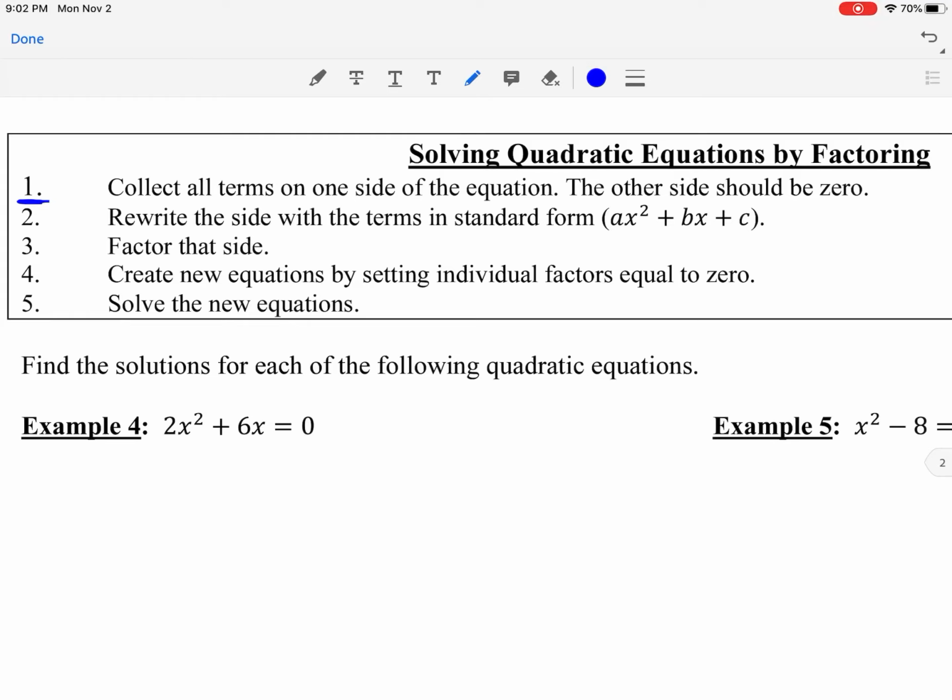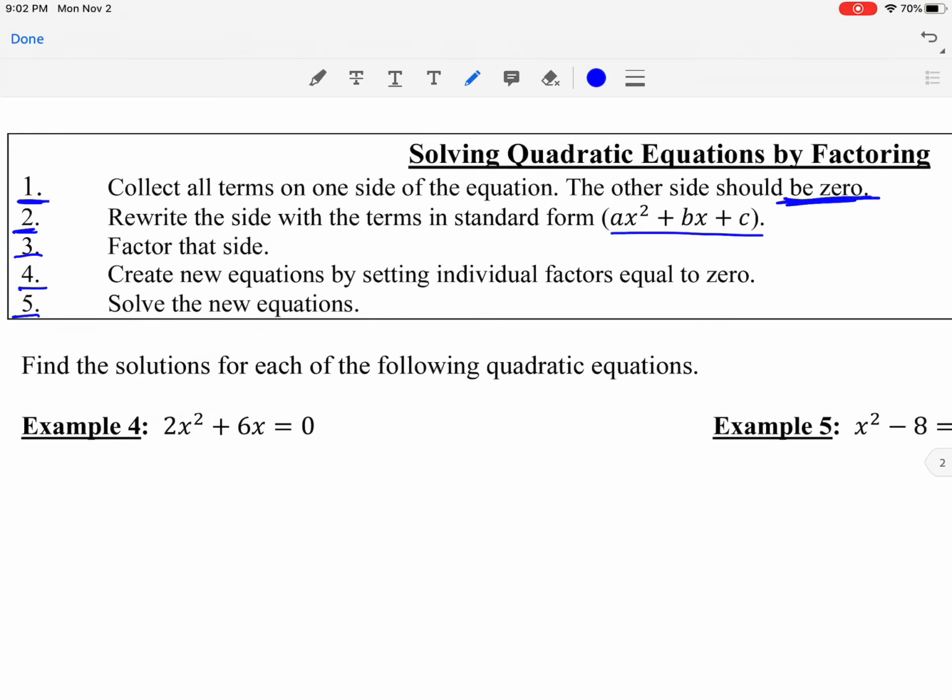So number one, we have to collect all terms on one side of the equation. It should always be equal to 0. And then we have to make sure it's written in this format with our x squared term first, and then the x, and then the constant. And then the rest is what we're used to. We factor, we separate it into different equations, set equal to 0, and then we solve those equations.